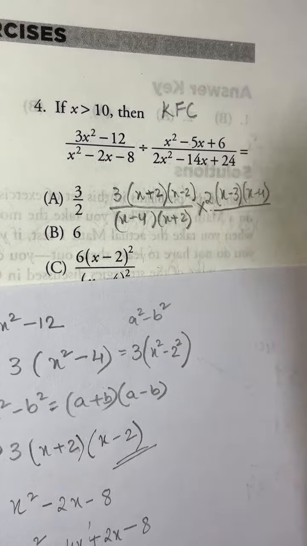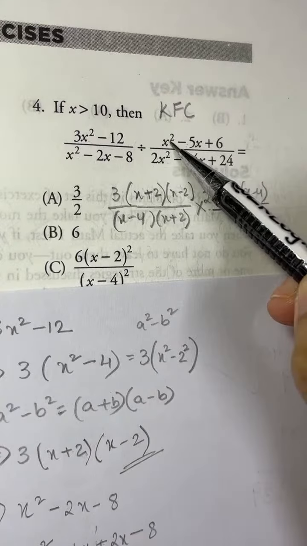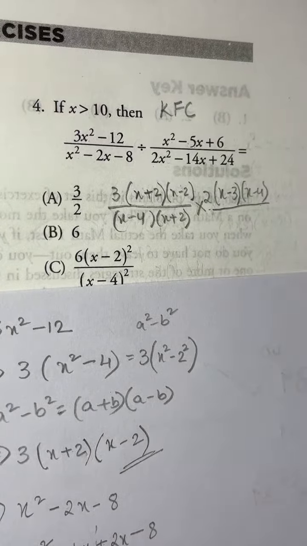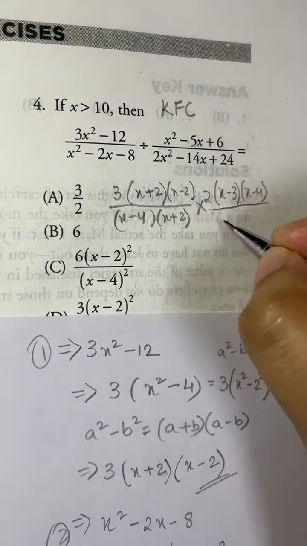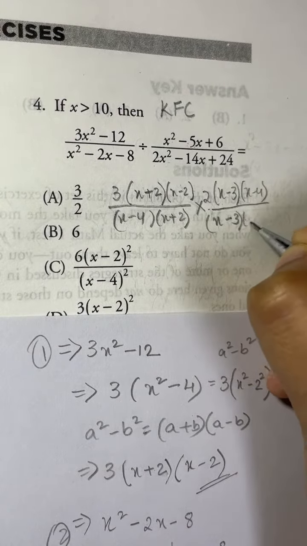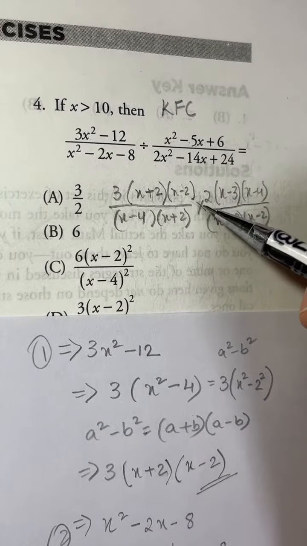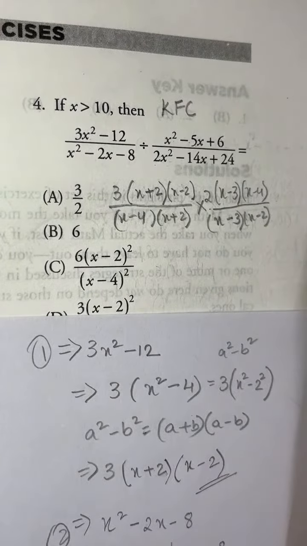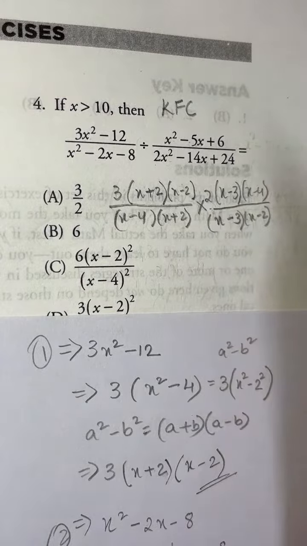Divided by, okay, what were the factors for this one? X squared minus 5x plus 6, x minus 3, x minus 2. So I'm going to write that: x minus 3 and x minus 2. Now, whenever you have multiplication, you can cancel out anything in the world. Not when you have additions or subtractions, only when you have multiplications.